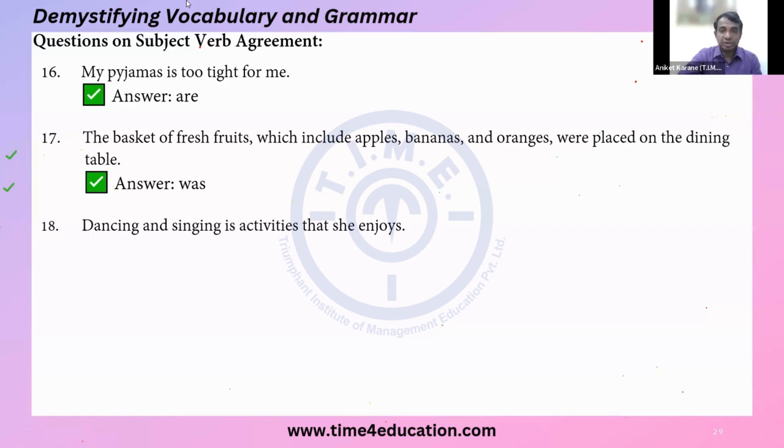Yes, are. Very good. So are should be the correction because dancing and singing, we are connecting via and. So if it was only dancing, if it was only singing, it was singular because of the gerund rule. But when we combine with and, it turns to are. Very good. 19th.